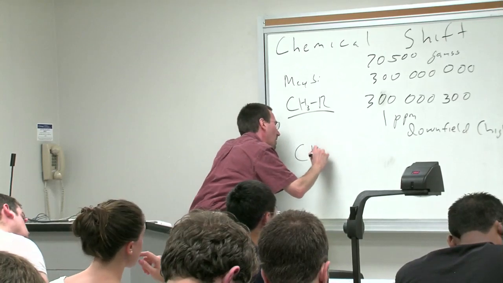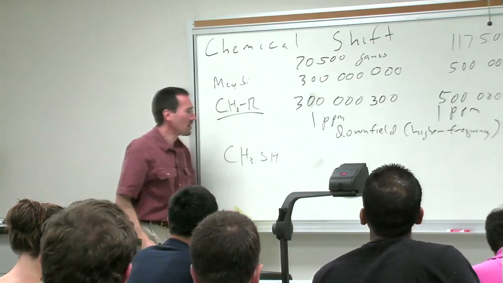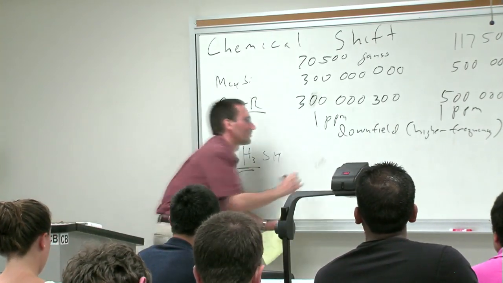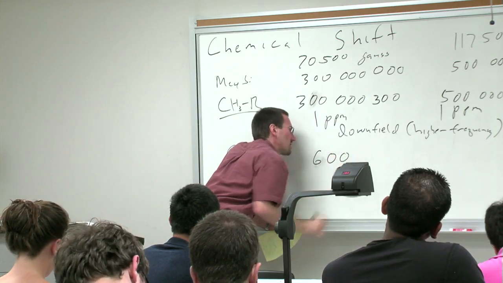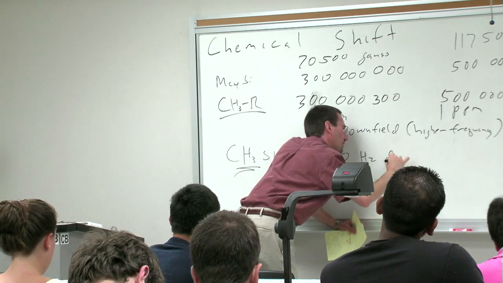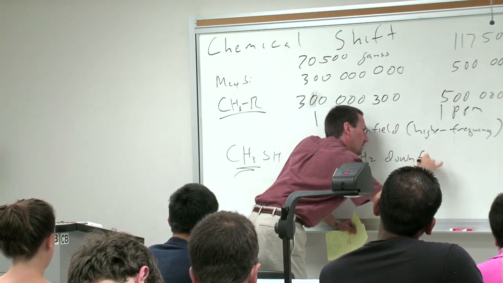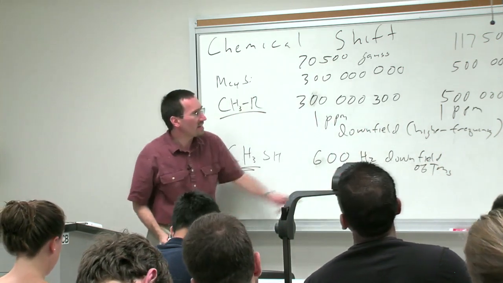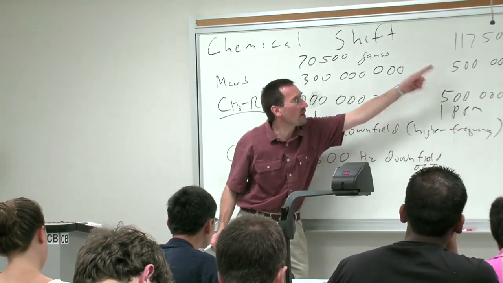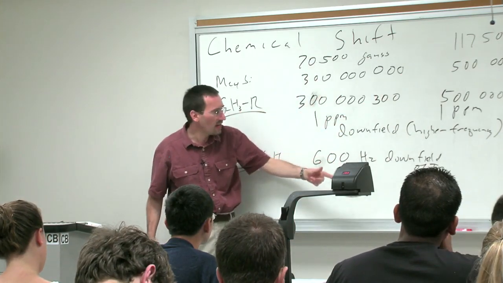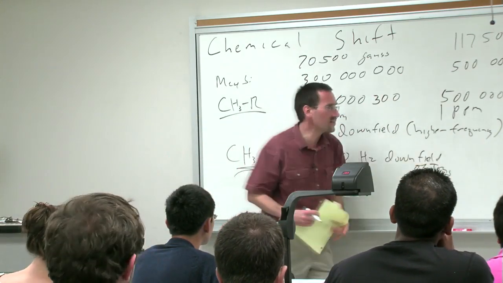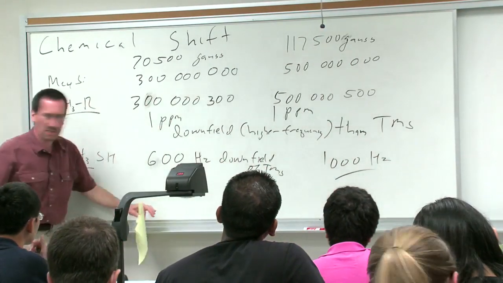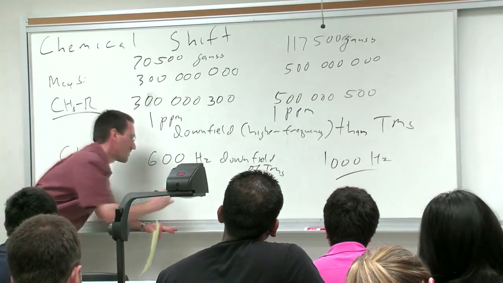And of course, the math is really simple here. If I tell you that the methyl group in methane thiol resonates 600 hertz downfield of TMS, and I ask you how many hertz it would be on the 117,000 Gauss magnet, how many would it be? 1,000, exactly. But in both cases, it would be how many ppm? 2 ppm.